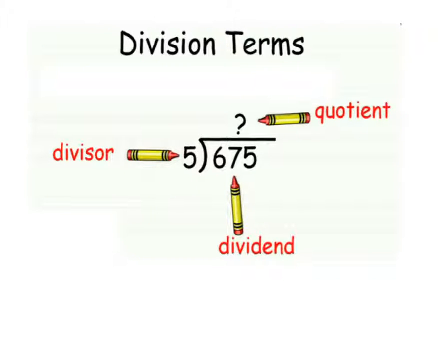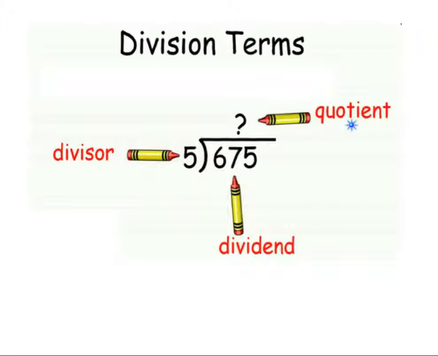Before we get started, we should go over some division terms. Terms are just words that we need to know sometimes. The first one is divisor. The divisor is the number on the outside of the bracket. In this case, it's a 5. The next word you'll need to know is dividend. The dividend is the number inside the bracket.